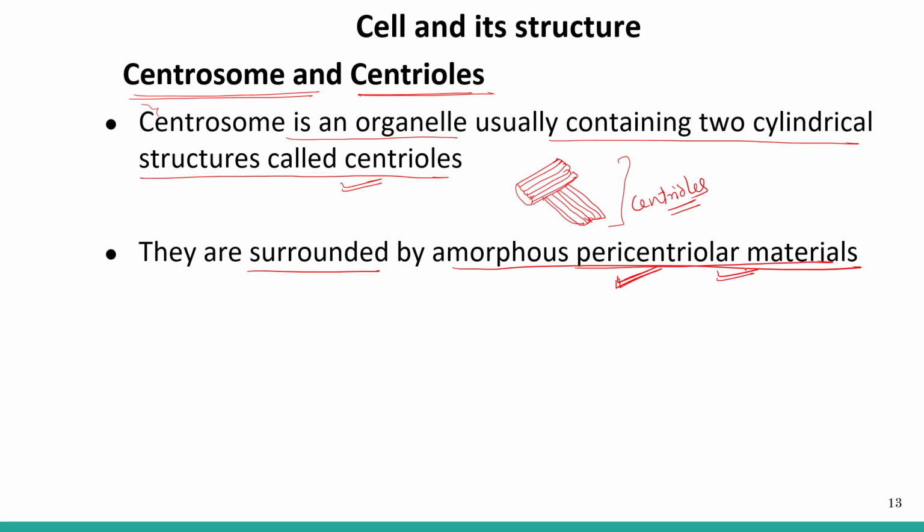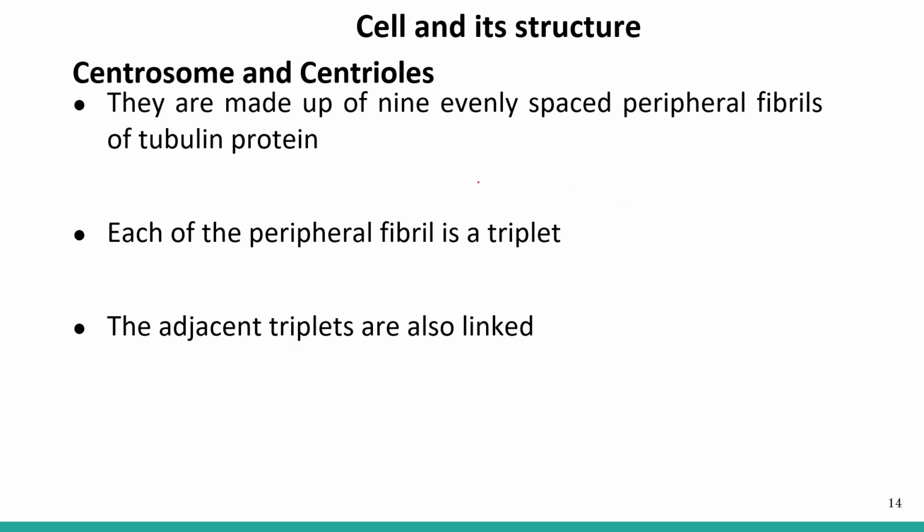Very, very important. So centrosome and centrioles, these are the organelles usually containing two cylindrical structures called the centrioles. So these are the two cylindrical structures, called centrioles, and this unitedly is called the centrosome. They are made up of 9 evenly spaced peripheral fibrils of the tubulin protein. Important point, right? And each of the peripheral fibers is a triplet.